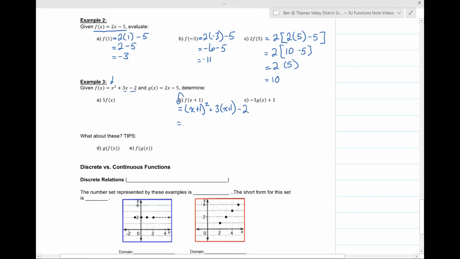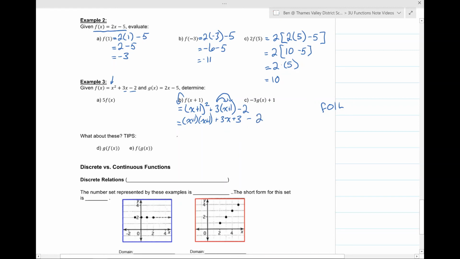Now here, we're going to use what we call our distributive property. We're going to use FOIL. So x plus 1 squared, well, if I expand that out, that's like x plus 1 times x plus 1, plus, and here I can use my distributive property to multiply my 3 into those brackets, so plus 3x plus 3. That used to be in the brackets, minus 2.